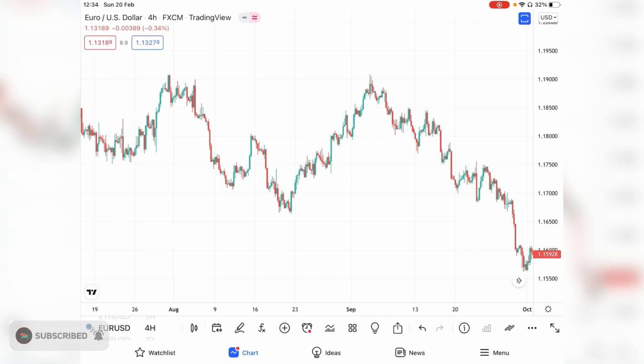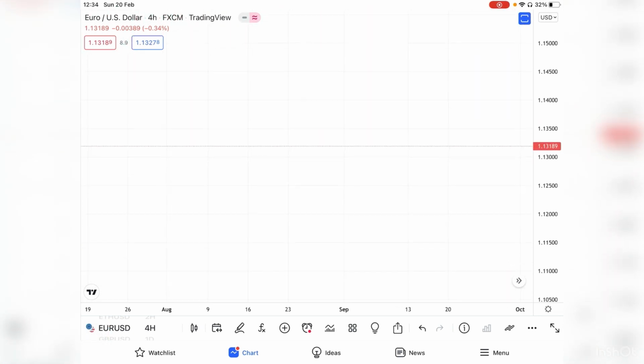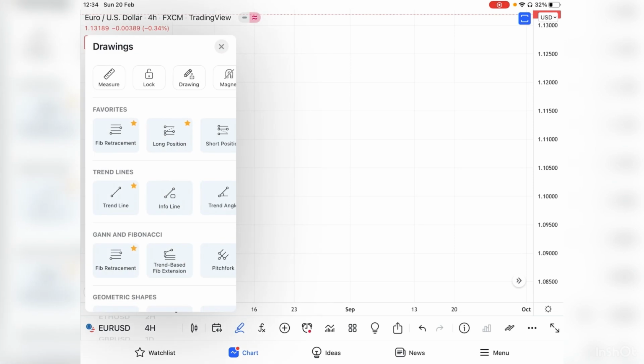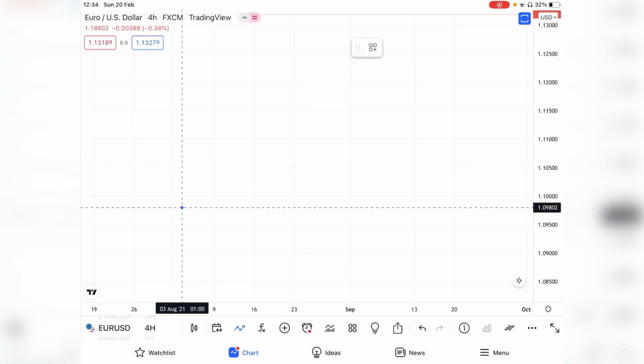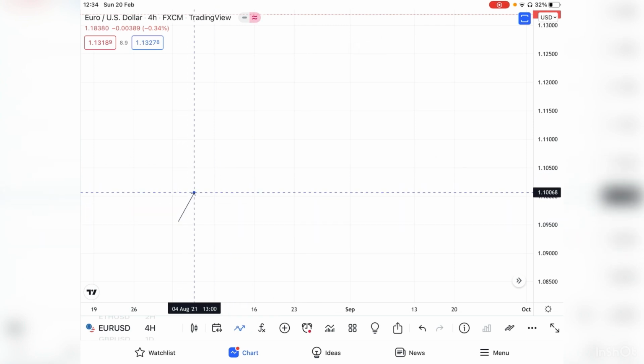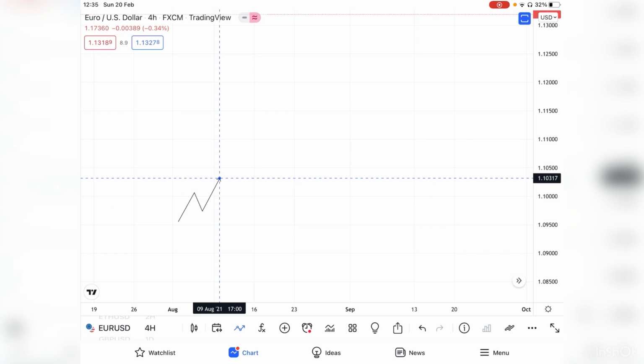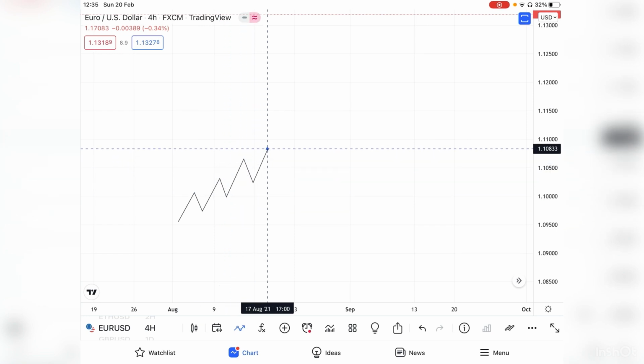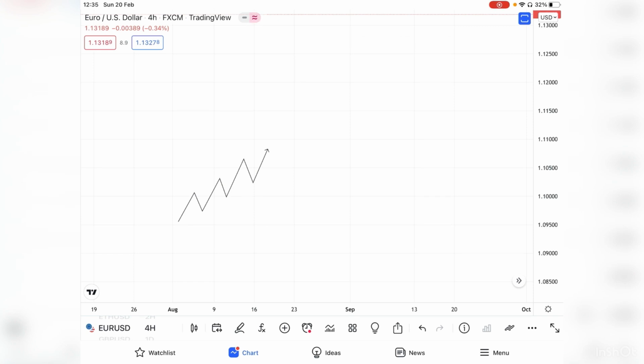Okay, so first of all, guys, let me show you what an upwards market structure means. When the market is in an uptrend, the price usually tends to do this. Okay, so when the market is in an uptrend, it will move in a series of higher highs, higher lows, higher highs, higher lows, and so on. So this is how the market looks in an uptrend.